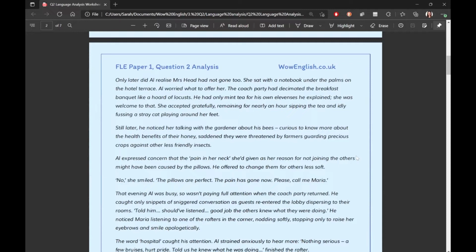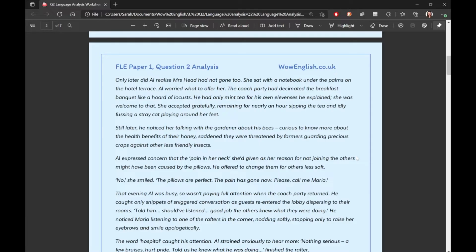Only later did Al realise Mrs. Head had not gone too. She sat with a notebook under the palms on the hotel terrace. Al worried what to offer her. The coach party had decimated the breakfast banquet like a horde of locusts. He had only mint tea for his own elevensies, he explained. She was welcome to that. She accepted gratefully, remaining for nearly an hour sipping the tea and idly fussing a stray cat playing around her feet. Still later, he noticed her talking with the gardener about his bees, curious to know more about the health benefits of their honey, saddened that they were threatened by farmers guarding precious crops against other less friendly insects.